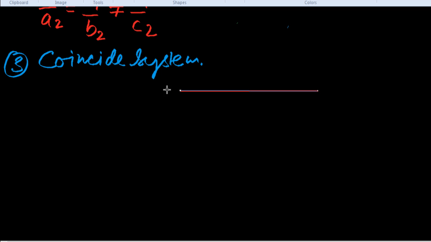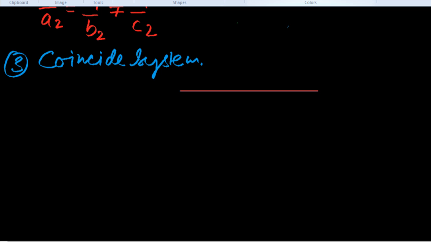You see here both lines are coincident, overlapping each other. The blue line and the red line are both overlapping each other, so it is called the coincide system, where each and every point satisfies both equations. There are infinitely many points on a line that satisfy both equations, so it is called the coincide system.